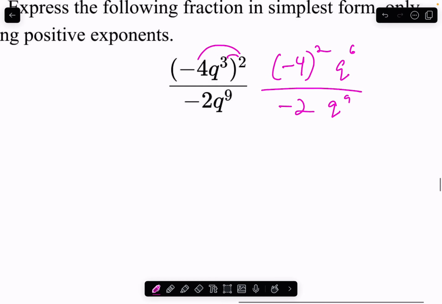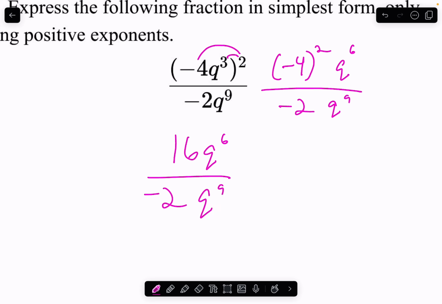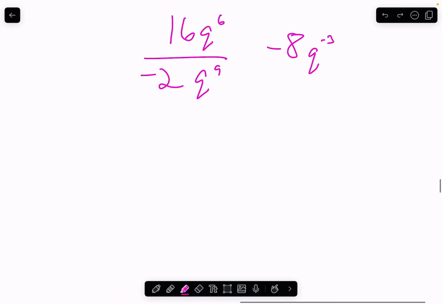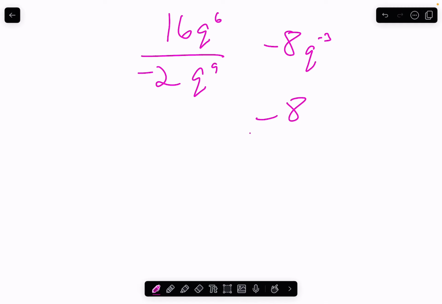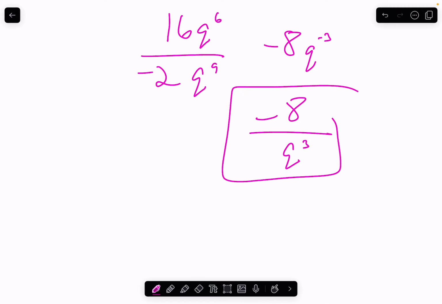So negative 4 squared is going to become positive 16. 16 divided by negative 2 gives me a negative 8. And 6 minus 9 gives me a negative 3. Now, remember, the only thing that gets booted down to the denominator is a negative exponent, right? This 8 is negative, but it's a negative coefficient, so it's not going to get booted down. So what ends up happening is this negative 8 is going to stay on top, and then our q gets booted down.